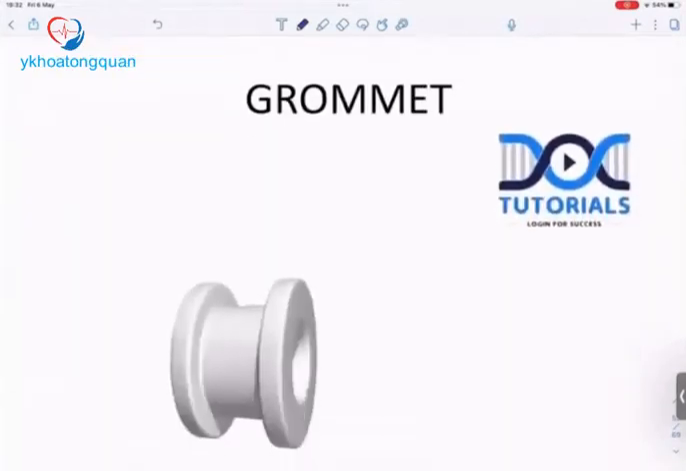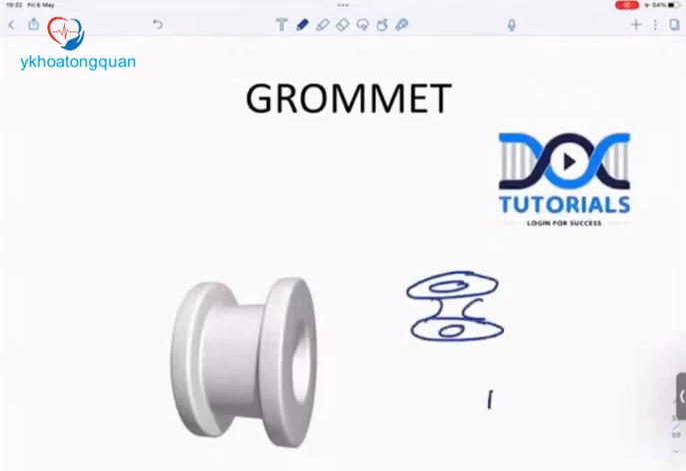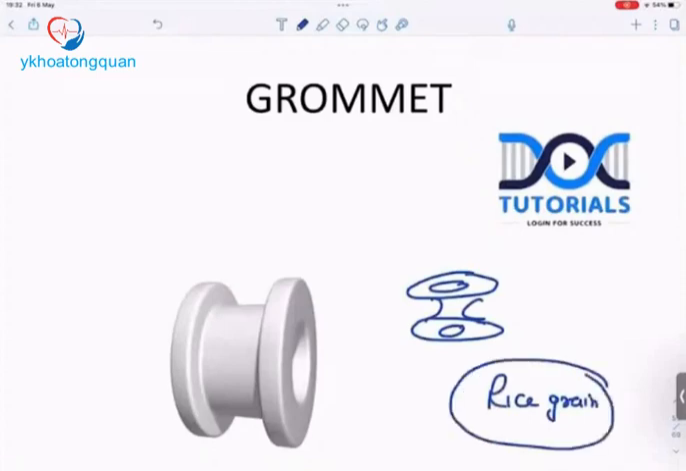After that, we put the grommet. Grommet is of the shape of a dumbbell and of the size of a rice grain. You can hold it like this. Look at me, rice grain. It's not very big. It's very small. Look at me. In my pinch only, I can hold it. It's like a rice grain size, actually.